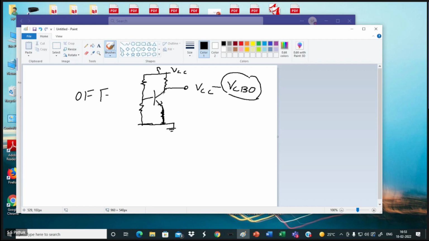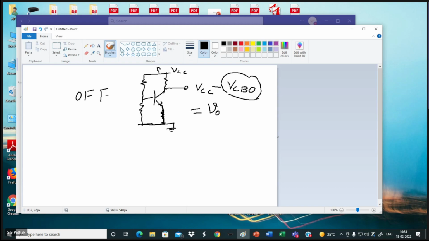Oh, no. I'm talking about the off state, as you are right. Off means no current is flowing through that, only the reverse saturation current is flowing. So VCC minus VCBO becomes my output voltage, V0. And this voltage is very small, you can consider it like that.